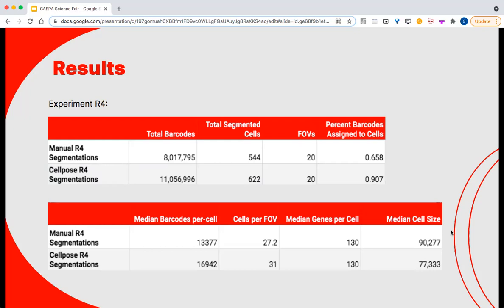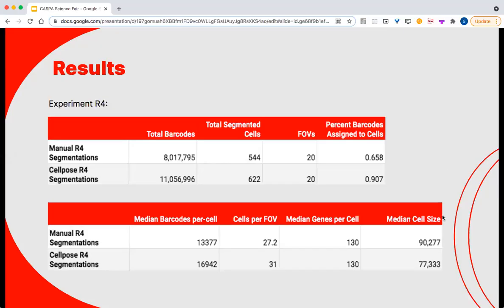And so as these results show, this method of visually determining where one cell ends and another cell begins is pretty inconsistent from cell to cell. It also causes some important barcodes to maybe be left out. And that could also account for a larger median cell size, because maybe we drew a larger cell boundary, but it didn't actually include more barcodes.